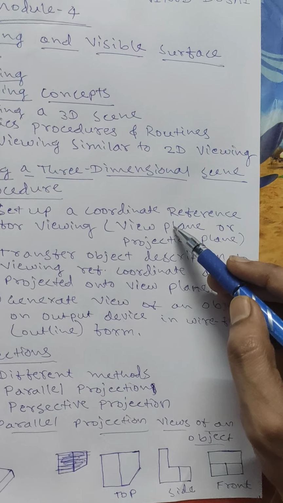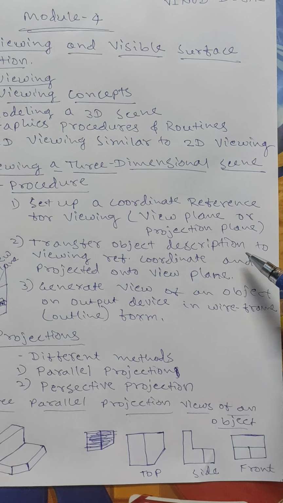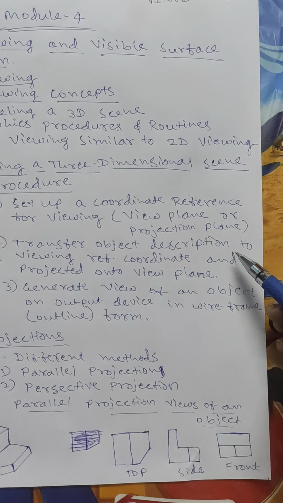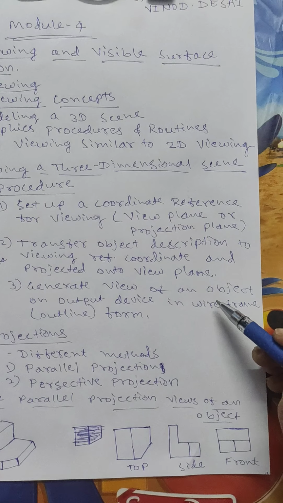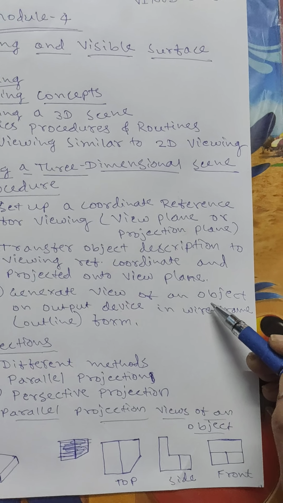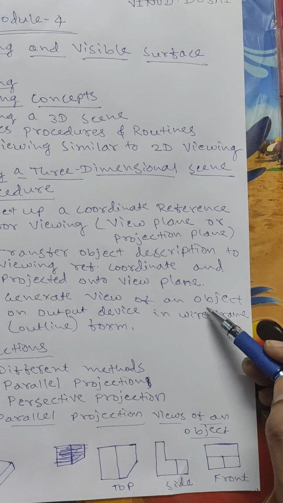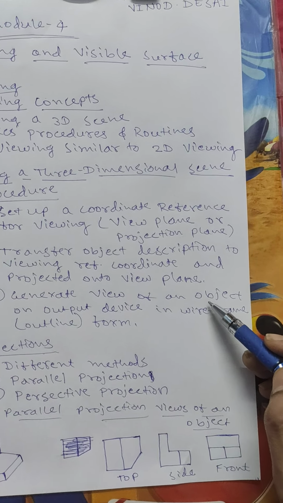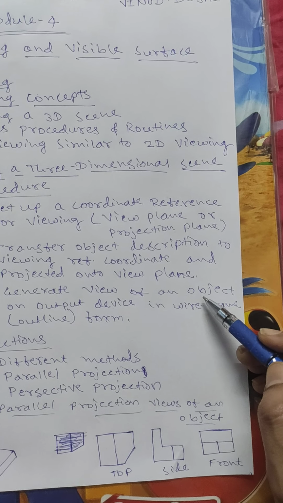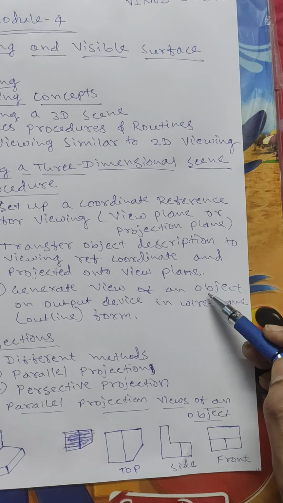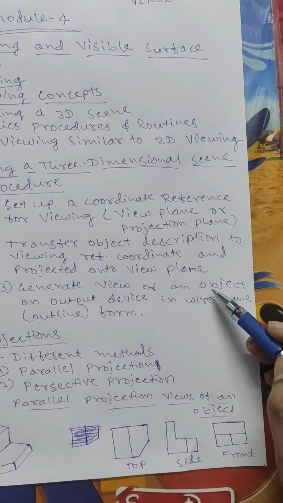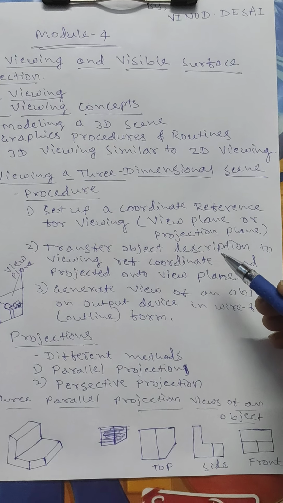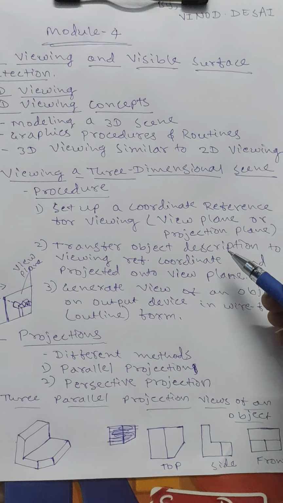And the second step is to transfer the object description to the viewing reference coordinates and project it onto the view plane. And the third step is to generate the view of an object onto the output device in a wire frame form or in an outline form. Or we can also apply the lighting and surface rendering techniques to obtain the realistic shading of the visible surface. So this is the procedure we need to perform to view or display a three-dimensional scene. So is it clear?